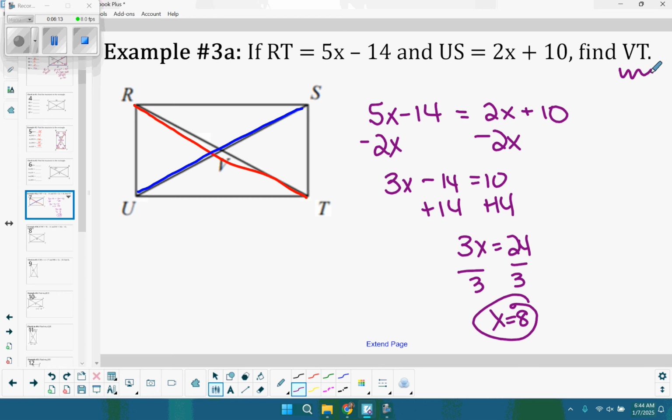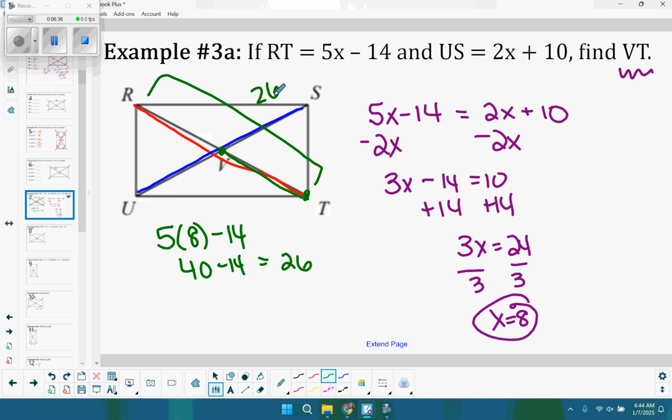This asks us to find VT. VT, if we look at where this is in the picture, only goes from here to here. So it was half of RT. So I'm going to plug it back into RT. So we have 40 minus 14 is 26. So if this whole thing is 26, then VT is 13.